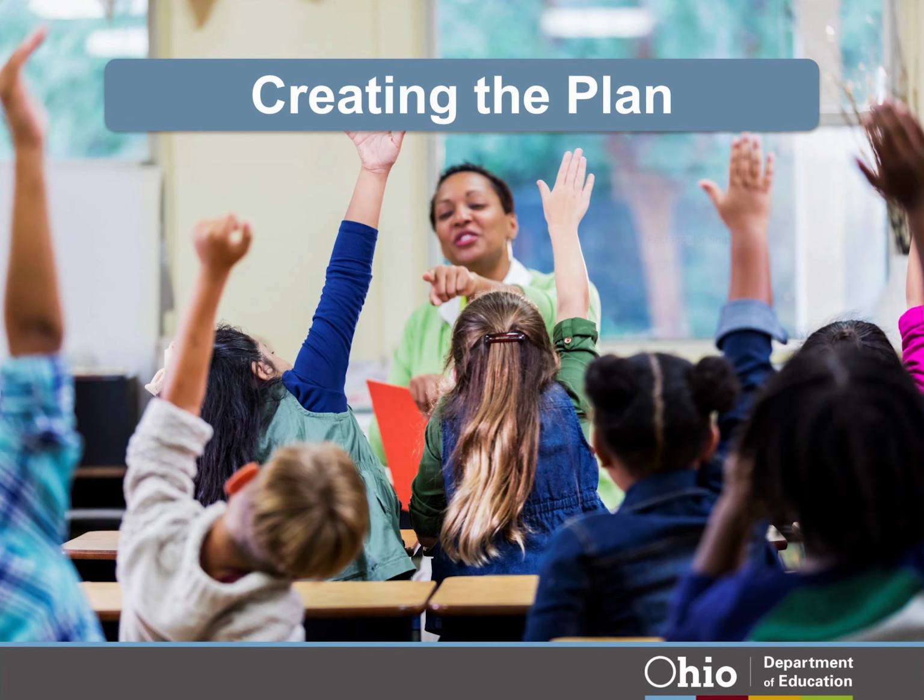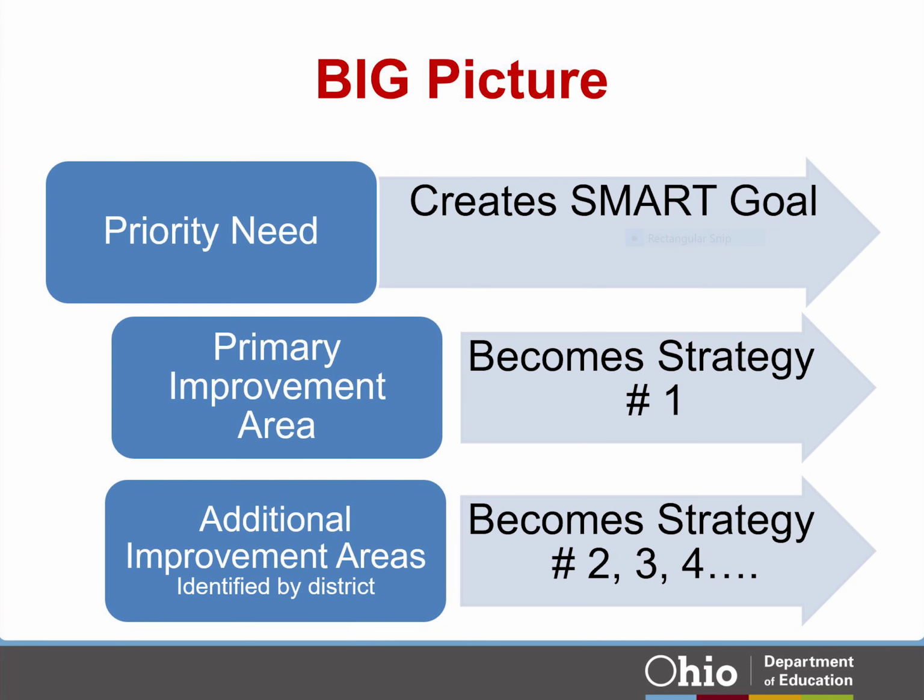Once you've defined your priority needs and improvement areas, you can start creating your plan. When you initiate your FY21 application, you'll start by copying forward your FY20 plan. That plan then can be revised to meet your current needs. When moving from your needs assessment to creating your plan, you'll use district-identified priority needs to create your SMART goals. Your statements in the 8 improvement areas will create the evidence-based strategies.